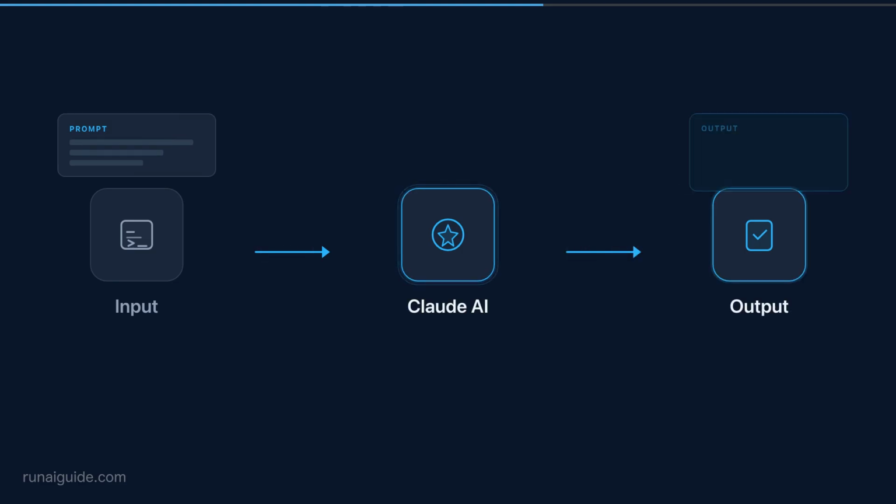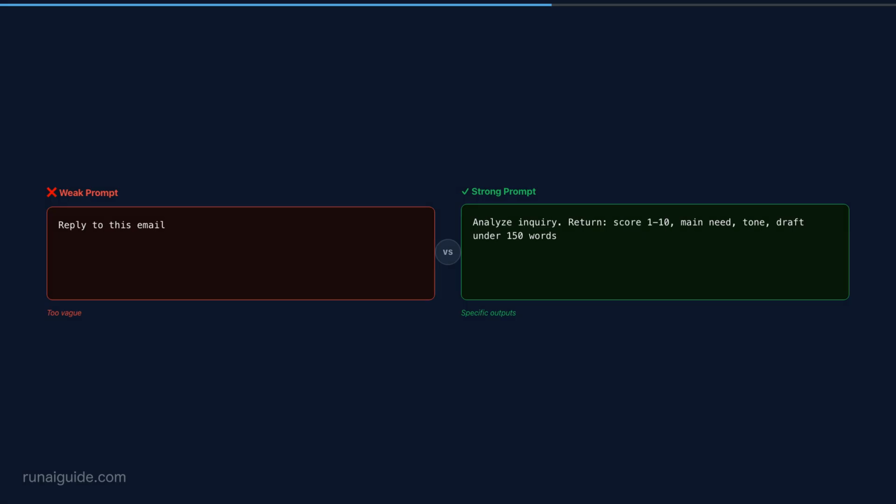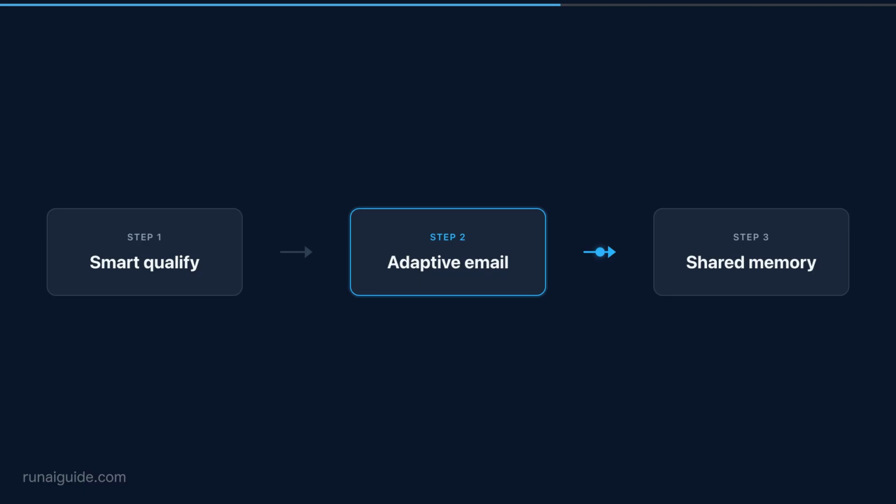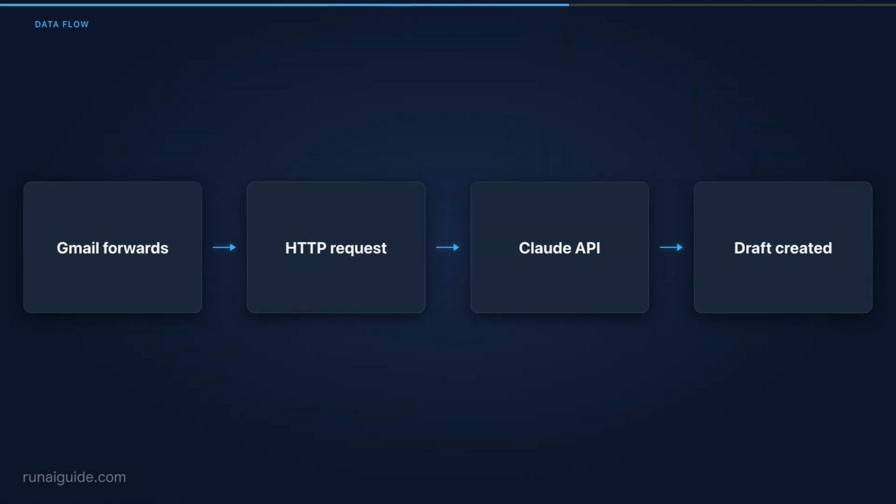Set up Claude API access through n8n's HTTP request node. Create one webhook that receives Gmail forwards. Send email content to Claude with this exact prompt: Analyze this client inquiry. Return qualification score 1-10, main need identified, suggested response tone, draft reply under 150 words. Connect the output to Gmail's send draft function. Test with 3 sample emails before going live. This gives you 80% of the value with 20% of the complexity.